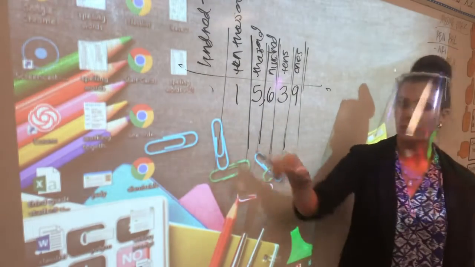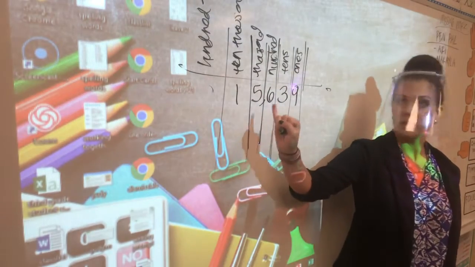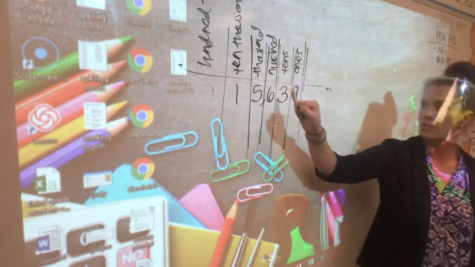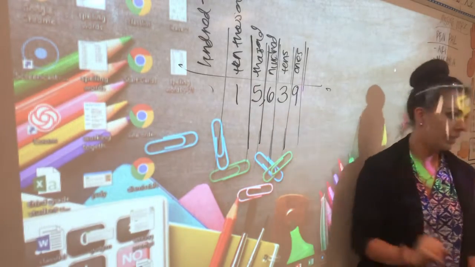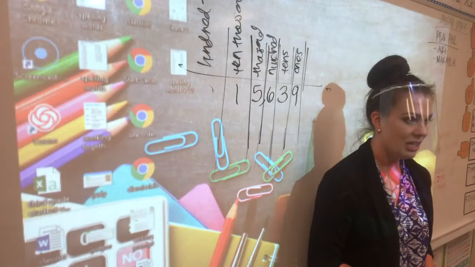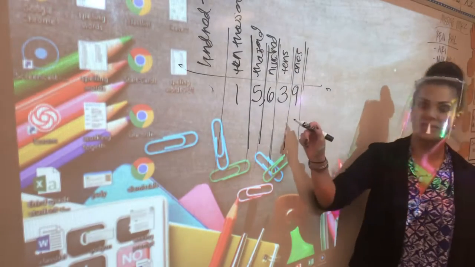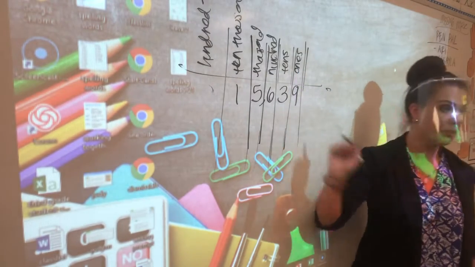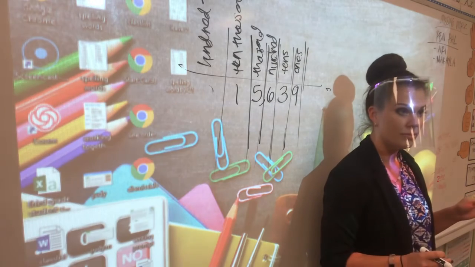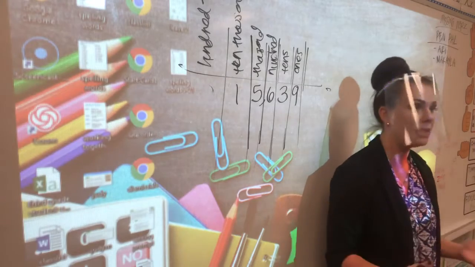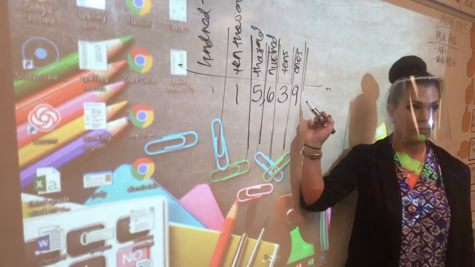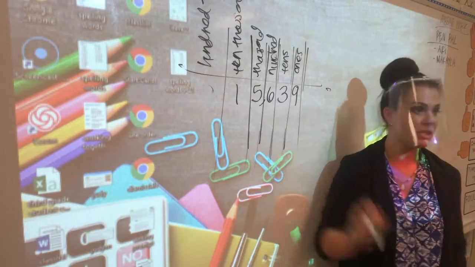So read this number to me. 15,639. If I'm rounding to the nearest 10, I'm going to look at my 10's place value. So everything behind the 10's place value is going to be a 0. So it's either going to become 15,630 or it's going to become 15,640.